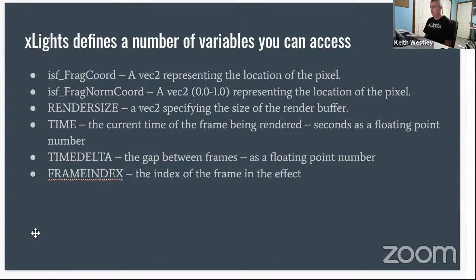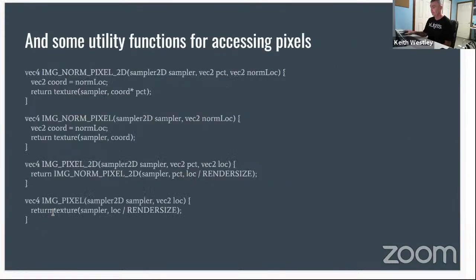Time delta and frame index are much less common. Time delta represents the amount of time that elapses between each frame, which is going to be, in our case, typically 25 or 50 milliseconds. And the frame index is just the index of the frame. So the first frame is frame 0, then frame 1, and so forth. Again, these aren't really commonly referenced in the shader source that we'll look at, but if they are, you can access them and convert them.